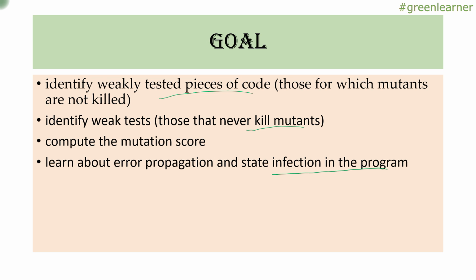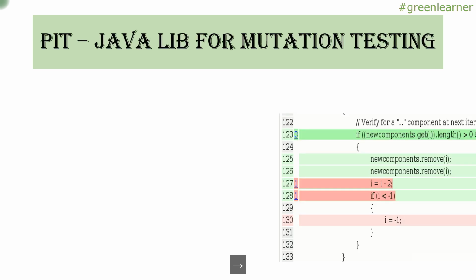Let's see how we can perform mutation testing in Java. Pit is a Java library for mutation testing. There are other libraries such as Jester and Jumble, but Pit is the most popular among them and it is frequently updated, right?